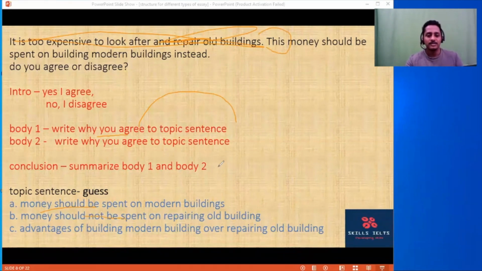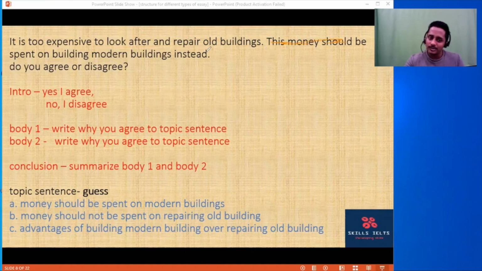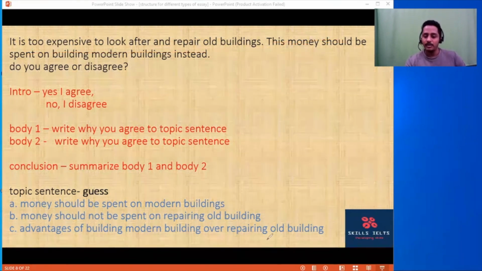The question is not just the first half. This is also there. So B is already ruled out. Advantages of building modern building over repairing. Are they asking you about advantages? Parnit, are they asking you about advantages? No. Then it is neither of them. A is also wrong. B is also wrong. C is also wrong.